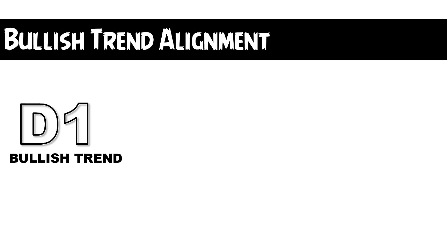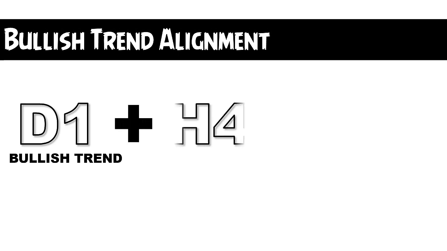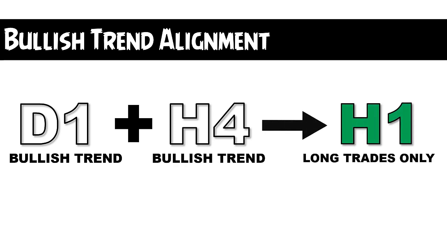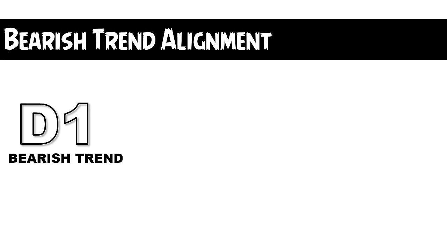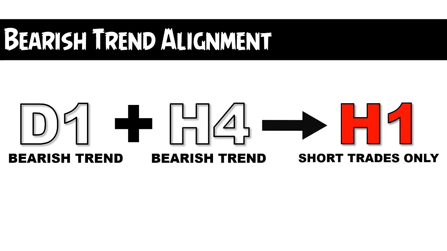So for example, if the direction of the trend on the daily time frame of a currency pair is bullish and the direction of the trend on that same currency pair's 4 hour time frame is also bullish, we're only going to be looking for long trade setups on the 1 hour time frame of that currency pair. On the contrary, if the direction of the trend on the daily chart of any currency pair is bearish and that bearish trend is confirmed by a bearish trend on the 4 hour chart of that same currency pair, we're only going to look for short trade setups on the 1 hour chart of that particular currency pair.